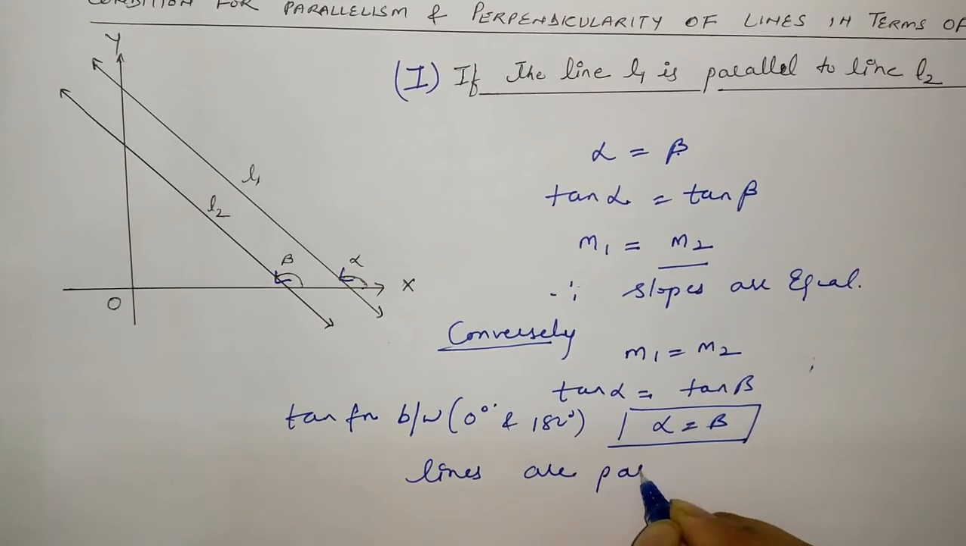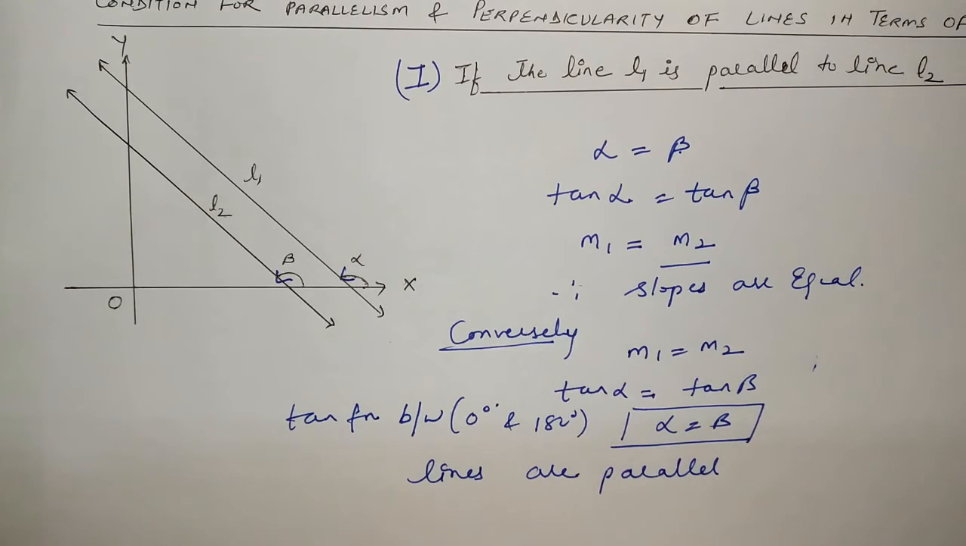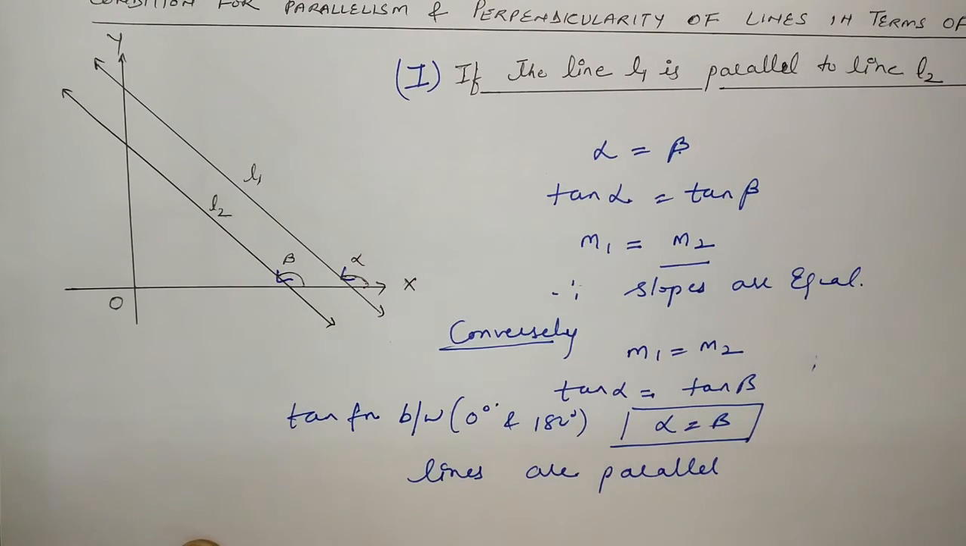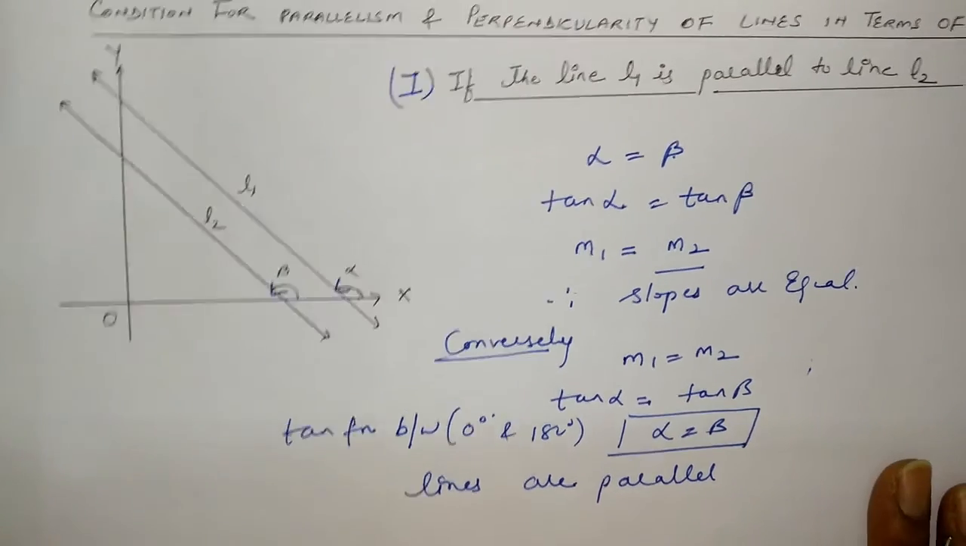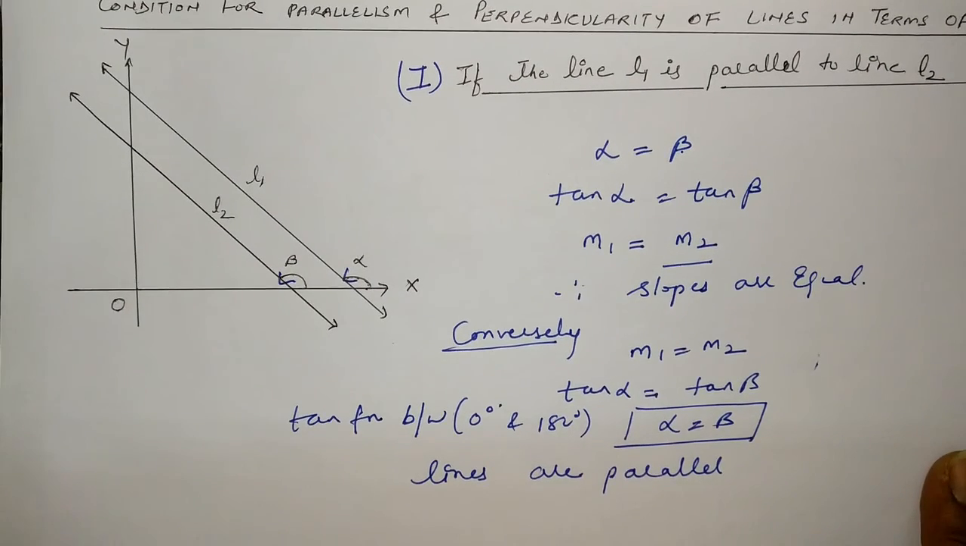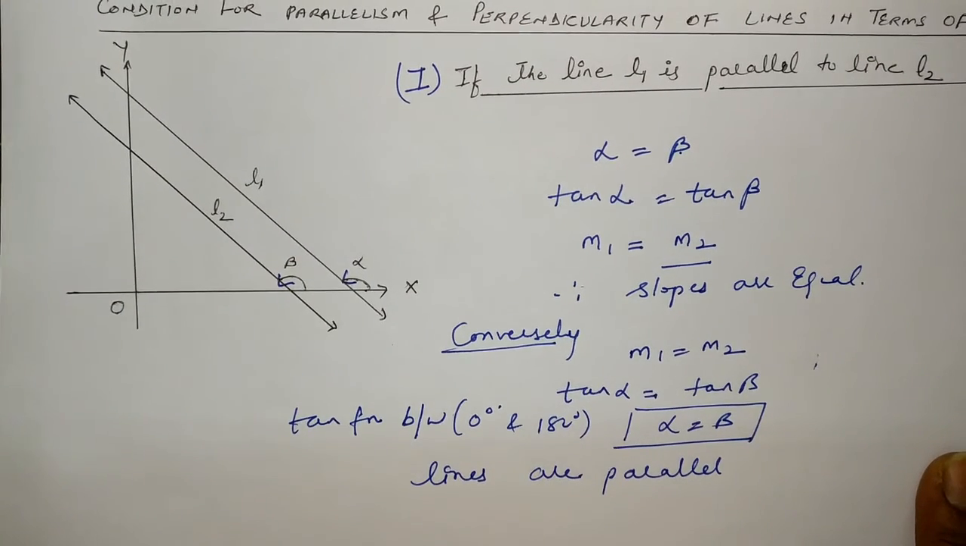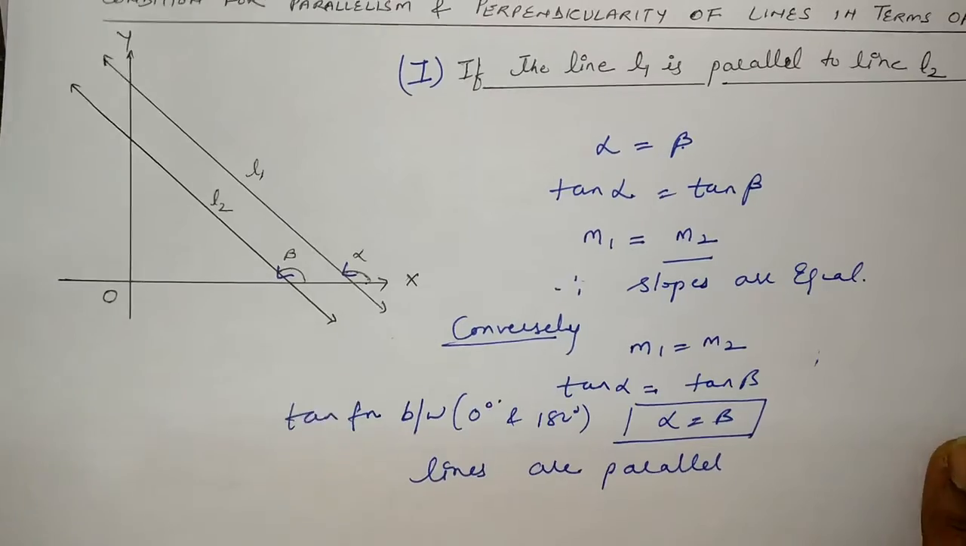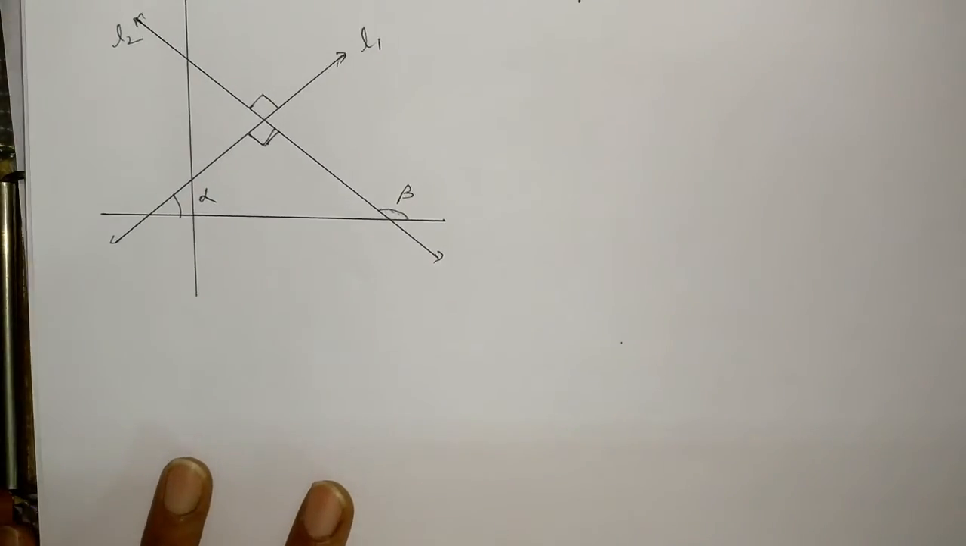So vice versa. What result do we get when the lines are parallel? Then their slopes are equal, and similarly if the slopes are equal, then the lines are parallel. So this is one of the cases when the lines are parallel. How does the slope behave when the lines are perpendicular?